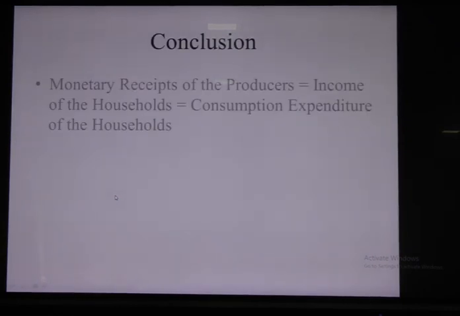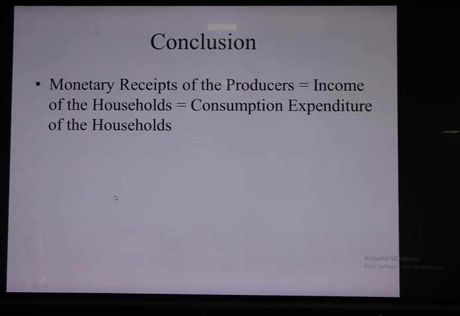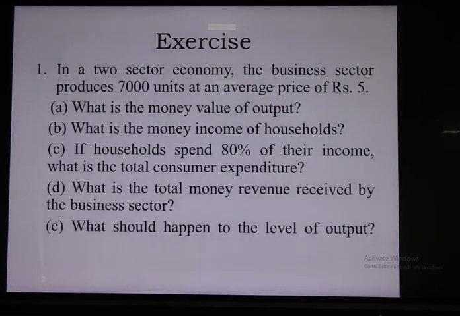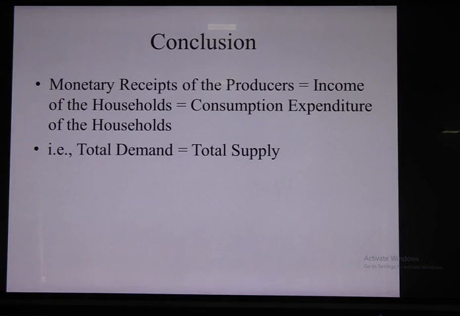Move to the next. Conclusion. The model states that the monetary receipt of the producer, that is here 1000 rupees, is equal to income of the household, that is 1000 rupees, which is equal to expenditure of the household, that is 1000 rupees. What do you mean by that? Total demand is equal to total supply. 100 units supplied by the firm and 100 units demanded by the household. Okay, and this is the conclusion. So this is the circular flow of income in the two-sector model.